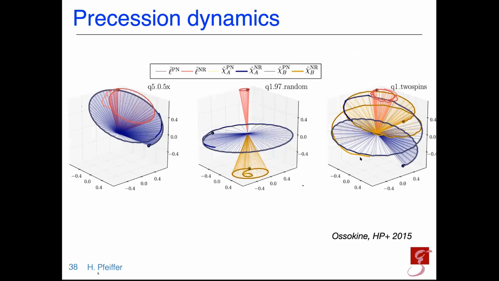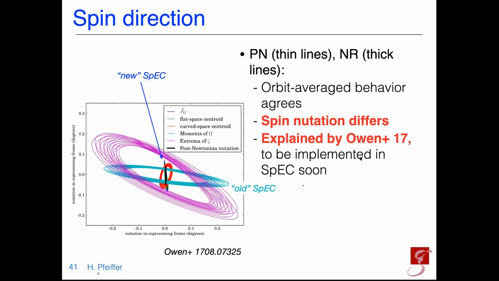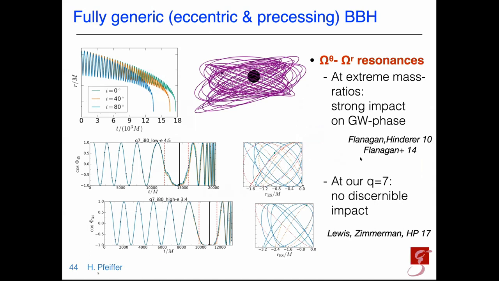I'm running out of time, so I'll skip the stuff about precession and move on with a slide highlighting the somewhat older eccentric and precessing binary black hole simulations done by Adam Lewis, Aaron Zimmerman, and myself. The goal here was to investigate resonances between the in-out motion, omega r, and the up-down motion, omega theta, of generic orbits. It is known that at extreme mass ratios, these resonances between these two frequencies have a strong impact on the gravitational wave phase. So our goal was to see whether, at mass ratios accessible to numerical relativity, we can find the resonances and see any impact of them.